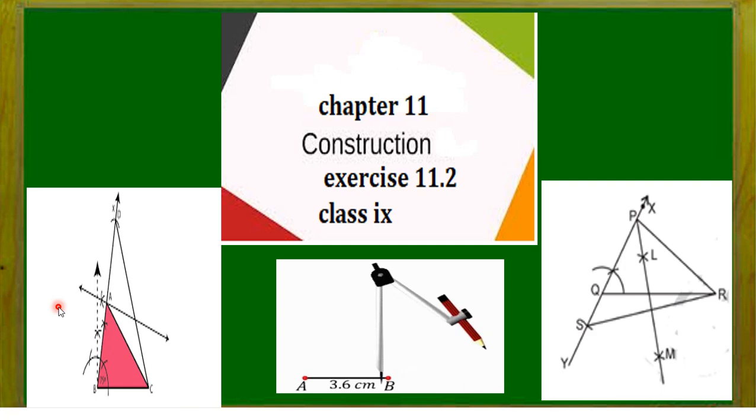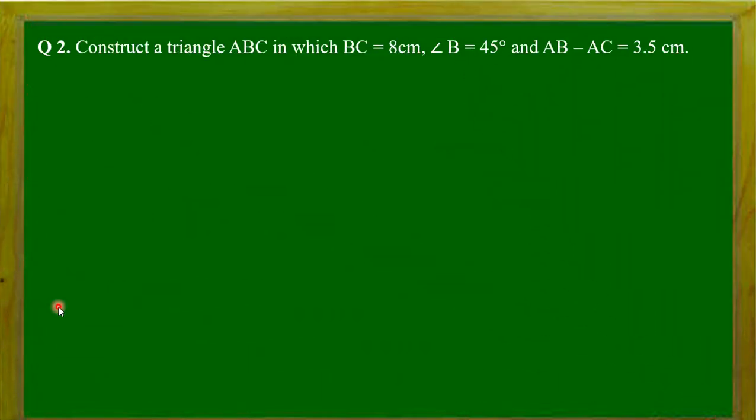Chapter number 11, Construction, class 9th, exercise 1.2, and here it's question number 2. Construct a triangle ABC in which BC is equal to 8 cm, angle B is 45 degrees and AB minus AC is given as 3.5 cm. So here the measurement of a side is given, one angle is given, and the difference of two sides is given.